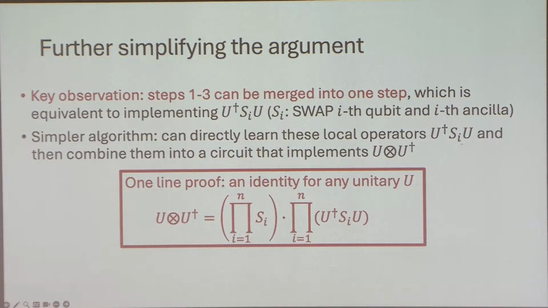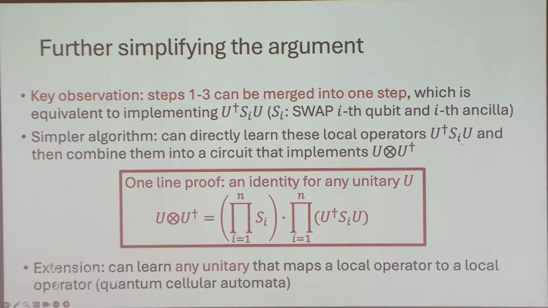But what is interesting about this identity is that it gives us something even better, which is that this algorithm also directly applies to learn any unitary that maps a local operator to a local operator. And this family of unitaries in physics is called quantum cellular automata. It's more general than shallow quantum circuits. Okay, so that's all I want to say for part 1. Any questions?